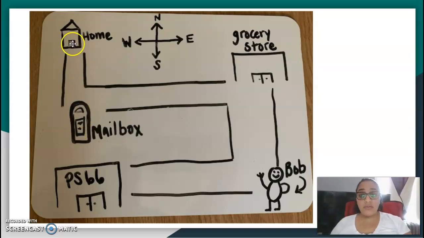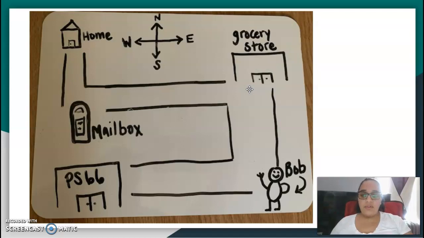Correct. You would use south. So you would say, I'm at home and I'm going to go south to my mailbox. Excellent. Now, if I wanted to go from the mailbox to the grocery store, which cardinal direction would I use to get there? Good job. You would use east because you are walking from your mailbox towards the east, like the direction is showing you, and the arrow right here is showing you, to walk to the grocery store.